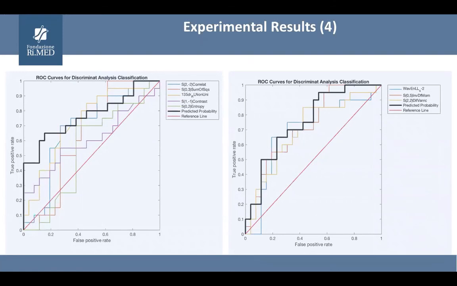Finally, at the left, the figures show the receiver operating curves of the 5 most discriminant texture features for the diagnosis of prostate cancer on ADC maps. At the right, the figures show the receiver operating curves of the 3 most discriminant texture features for the diagnosis of prostate cancer on T2 weighted images.